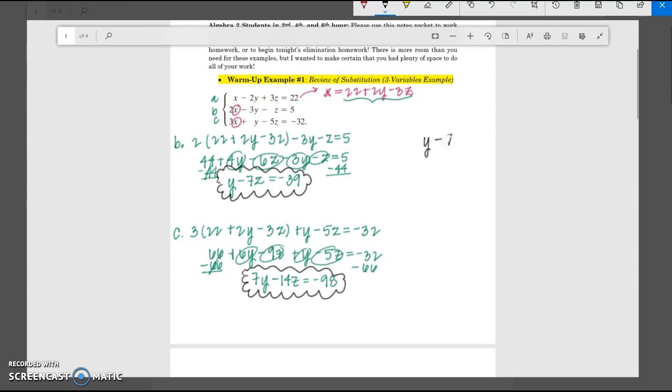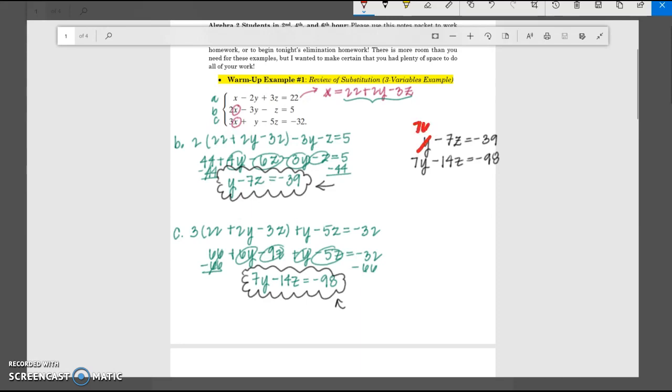I have y minus 7z is equal to negative 39. That's this equation here. And then I have 7y minus 14z is equal to negative 98. That's this equation right here. So I'm going to go ahead and use elimination to get variables that I can cancel out here. Notice how I've got a 1y up top and a 7y down below. So if I multiply all of my terms by 7, I'll be able to cancel things out.